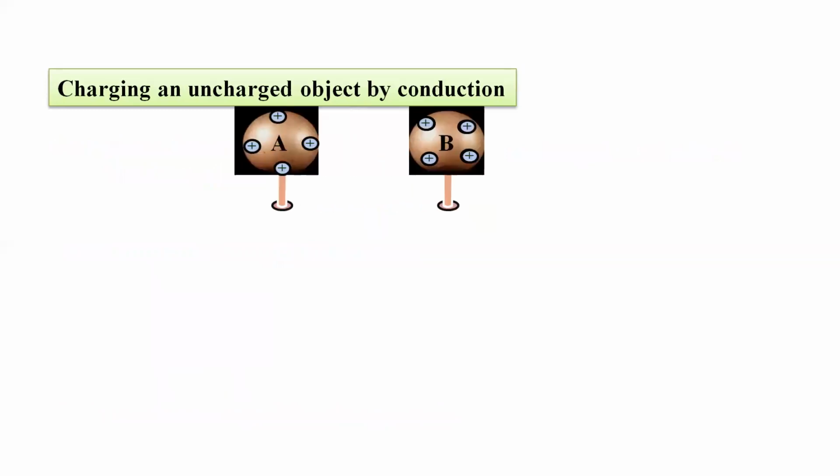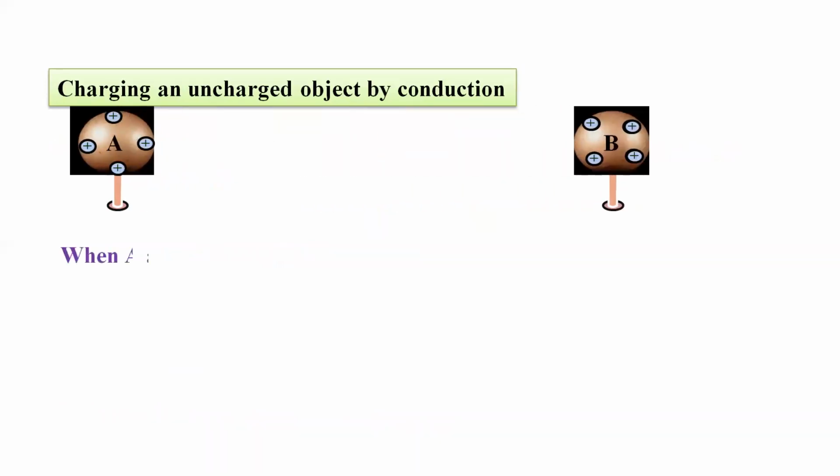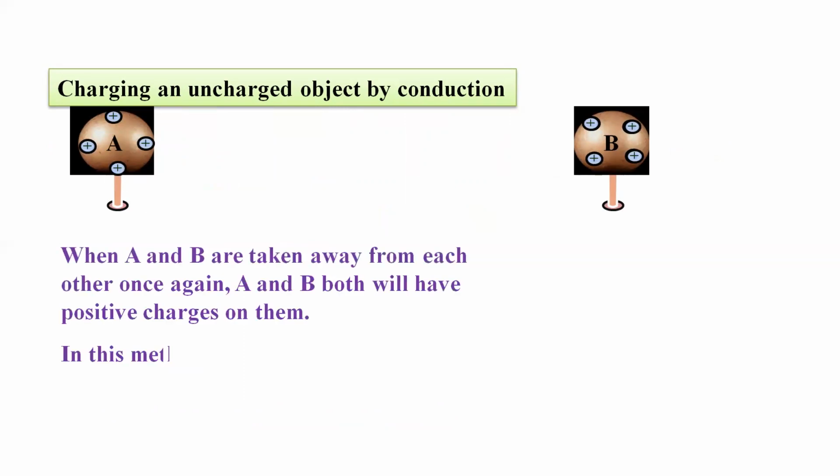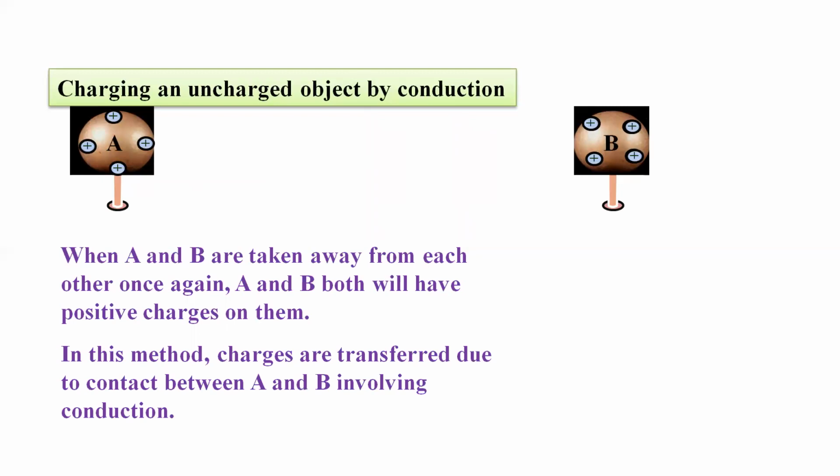Okay, so now when I separate those two bodies, both body A and body B have the same charge, that's nothing but positive charge. Yeah, so I hope the concept is clear. In the same way, if body A was negatively charged, then the final body B will also have a negative charge. I hope you are clear with the concept.